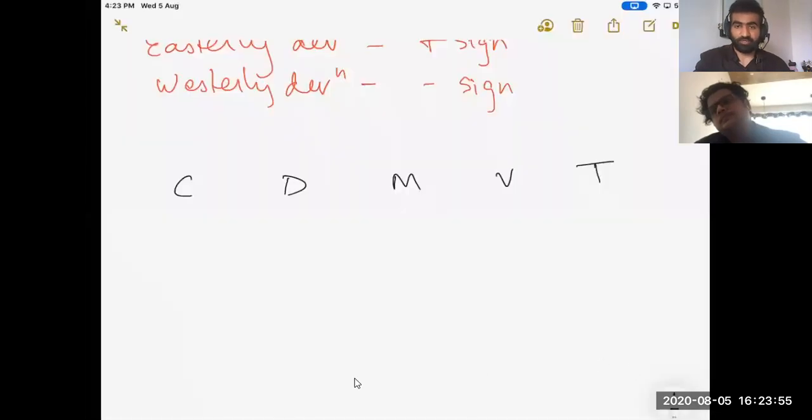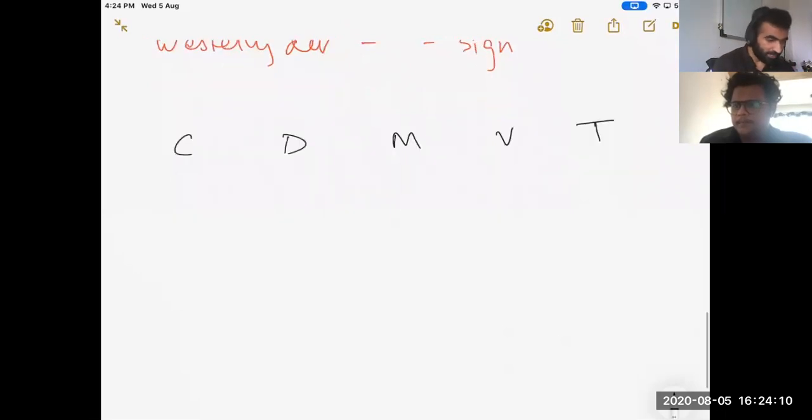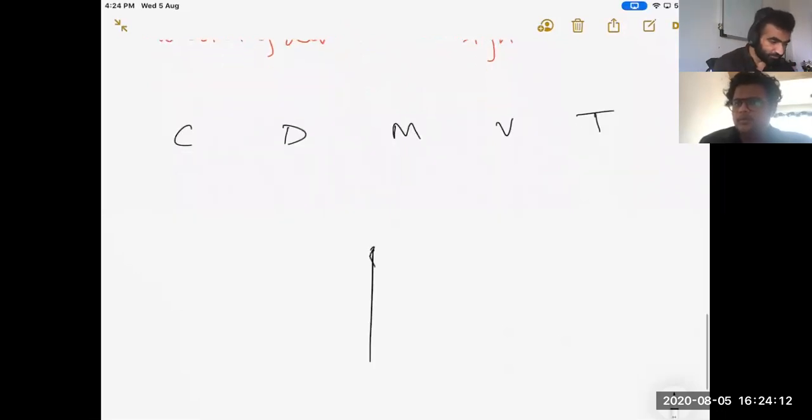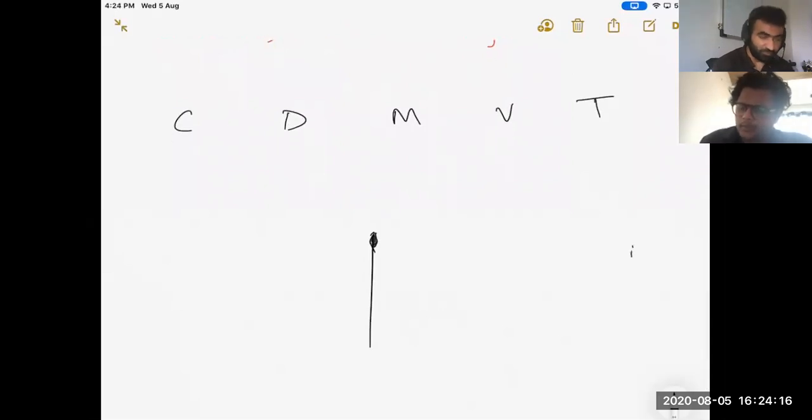CDMVT. What is given? Write down. The true direction of the aircraft relative to true north is 105. So I will make a sketch. True north. The direction of the aircraft relative to true north is 105.